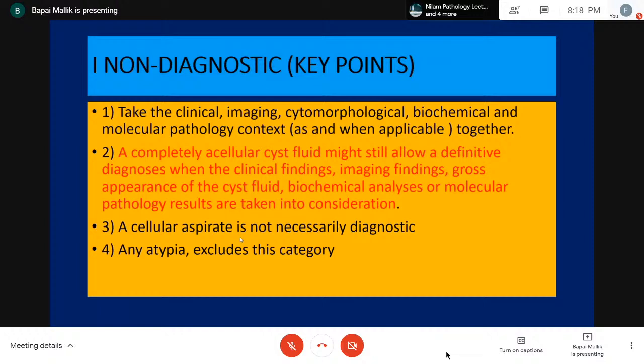For example, you have an acellular cyst fluid, which shows very high levels of amylase, levels of CEA are low. You have the clinical history of acute pancreatitis. You can say that we are dealing with a consistent pseudocyst, which is going to be very, very important for patient management. So acellular doesn't necessarily mean non-diagnostic. However, if you find any form of atypia, just like in any other scheme, it excludes that from the category and you have to put it in the category of atypia.